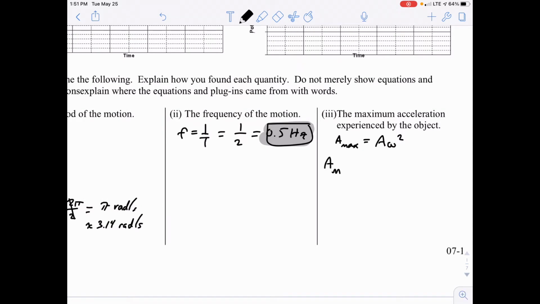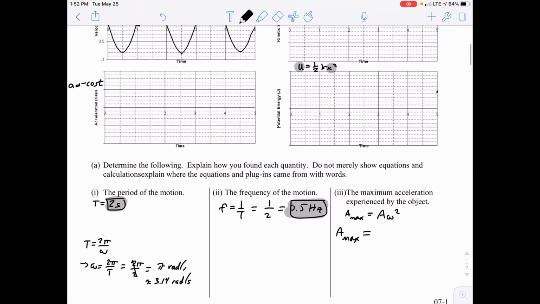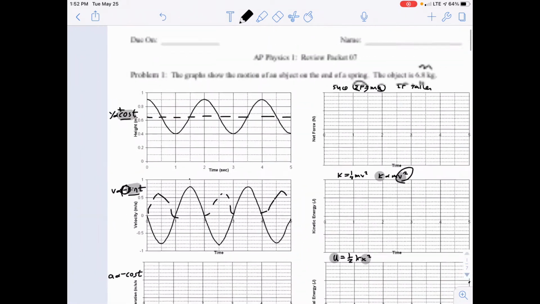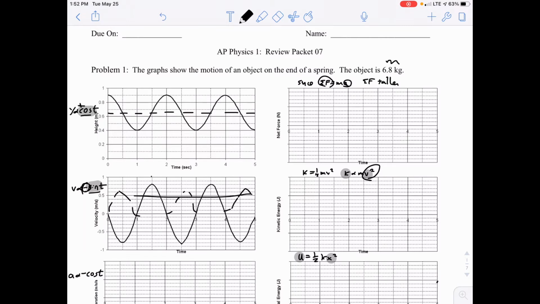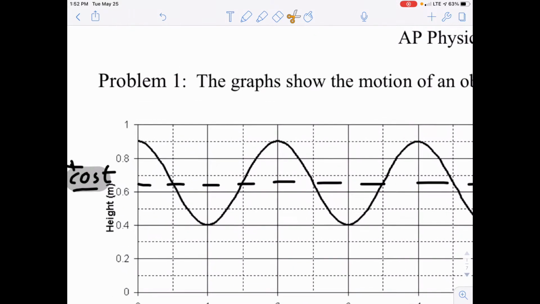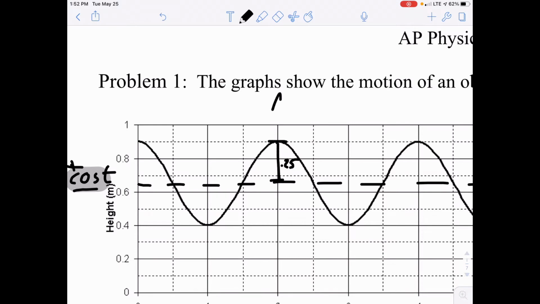So A max is equal to the amplitude. Now, what's the amplitude of the function? Remember, the amplitude of the function is the height from equilibrium, which is 0.25 meters.